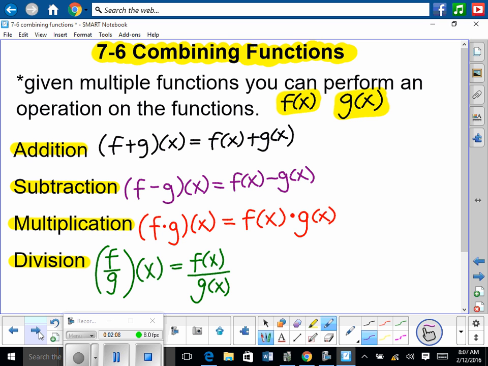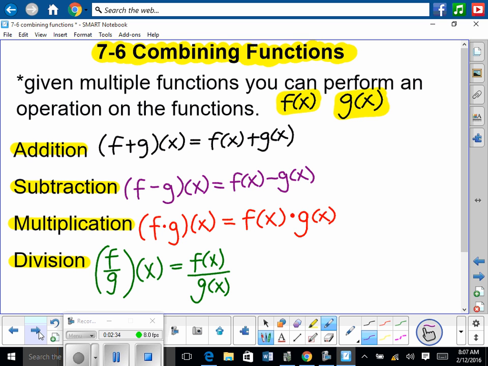So what we're doing is combining functions. Another way of wording it is called function operations. So we're going to be given multiple different functions, and given those functions, you can perform an operation on the functions. Now, what I mean by operation is you can add them, addition's an operation, you can subtract the functions, subtraction's an operation, you can multiply them or divide them. These are all just operations of functions.